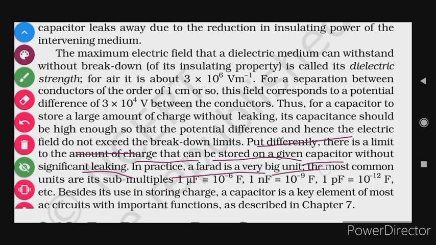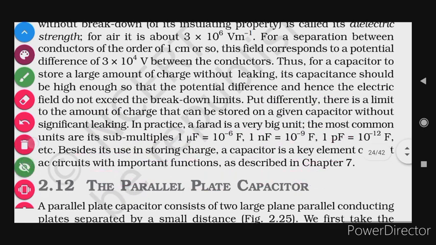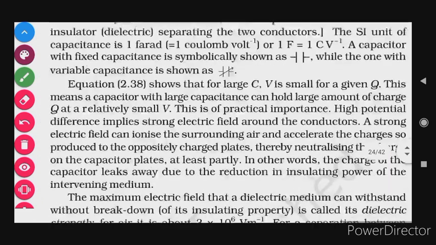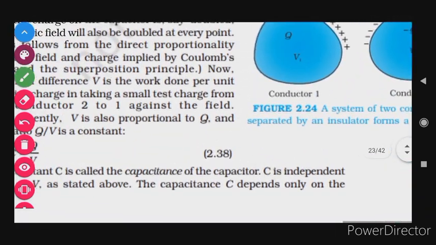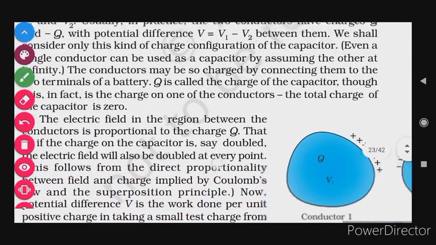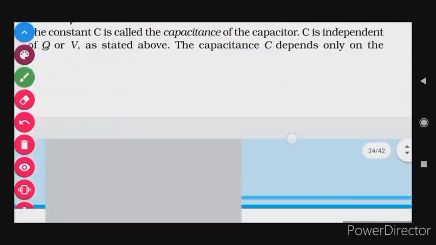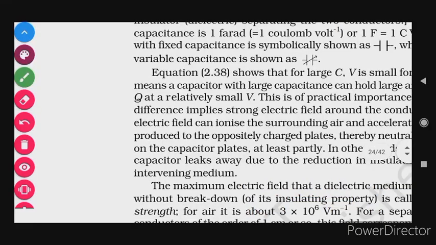In practice, the farad is a very large unit. The common units are 1 microfarad, nanofarad, picofarad. Besides its use in storing charge, a capacitor is a key element of most AC circuits with important functions. When we see the AC chapter, then we'll see the importance of the capacitor. I hope I was able to make you understand capacitor and capacitance. This is a very important topic in this chapter and in further chapters.